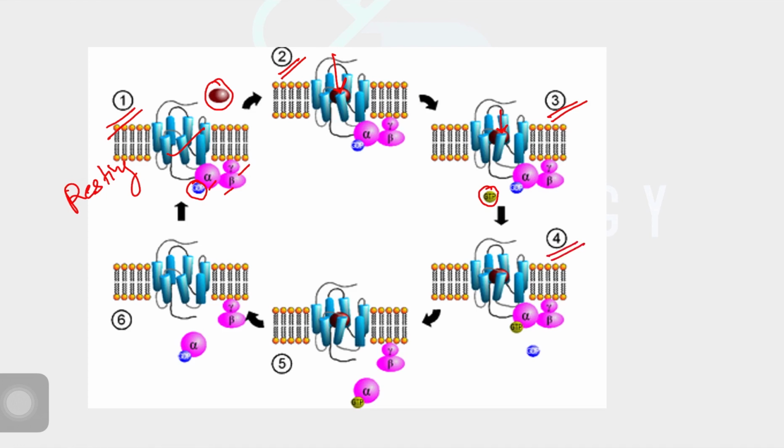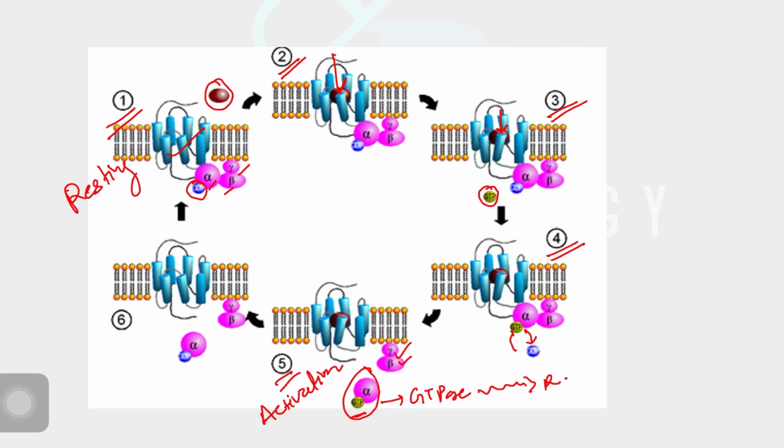What happens in step 4? Here, GTP replaces the GDP. So GDP is thrown out and its place is taken by GTP. And the fifth step is the most important step, the step of activation, where this alpha GTP complex gets dissociated from the beta and gamma subunits, and this alpha GTP has GTPase activity, which produces energy and initiates the response.